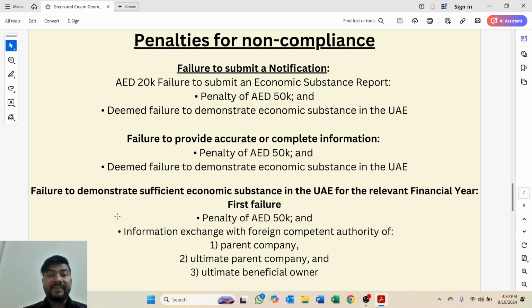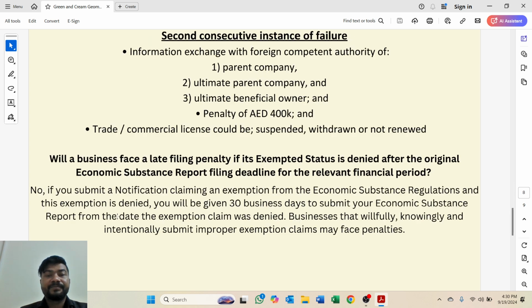Suppose for the first time that deemed failure status is tagged to your company, in that case a penalty of again 50,000 is there for failure to demonstrate sufficient economic substance in the UAE for the relevant activities. In that case, a penalty of 50,000 dirham is there, and the exchange of information with the foreign competent authority of the parent company, ultimate parent company, and ultimate beneficiary owner. They will exchange the information.